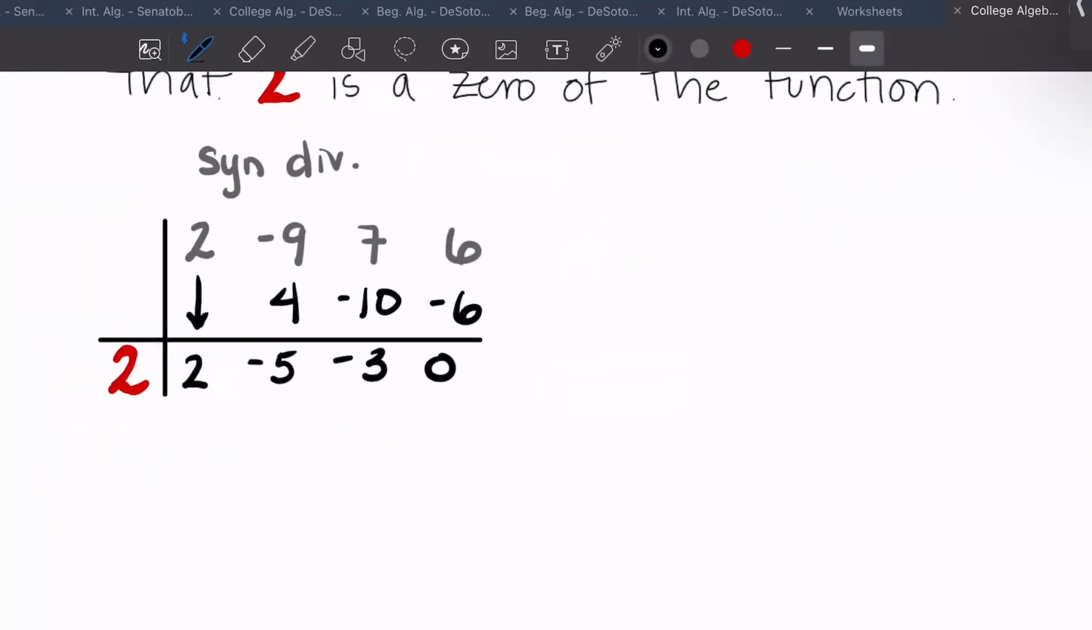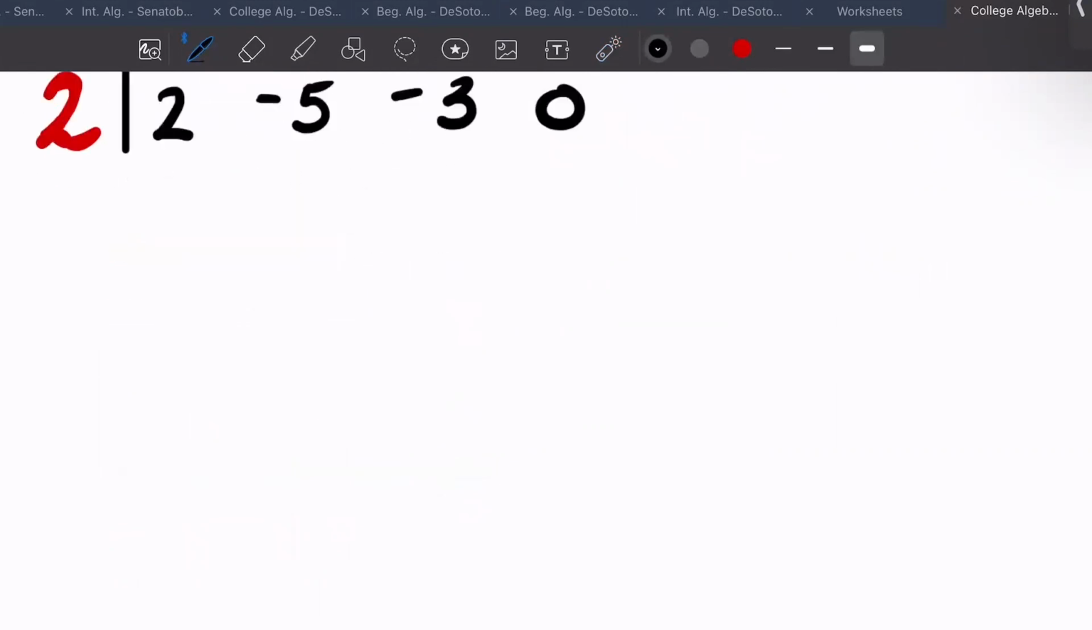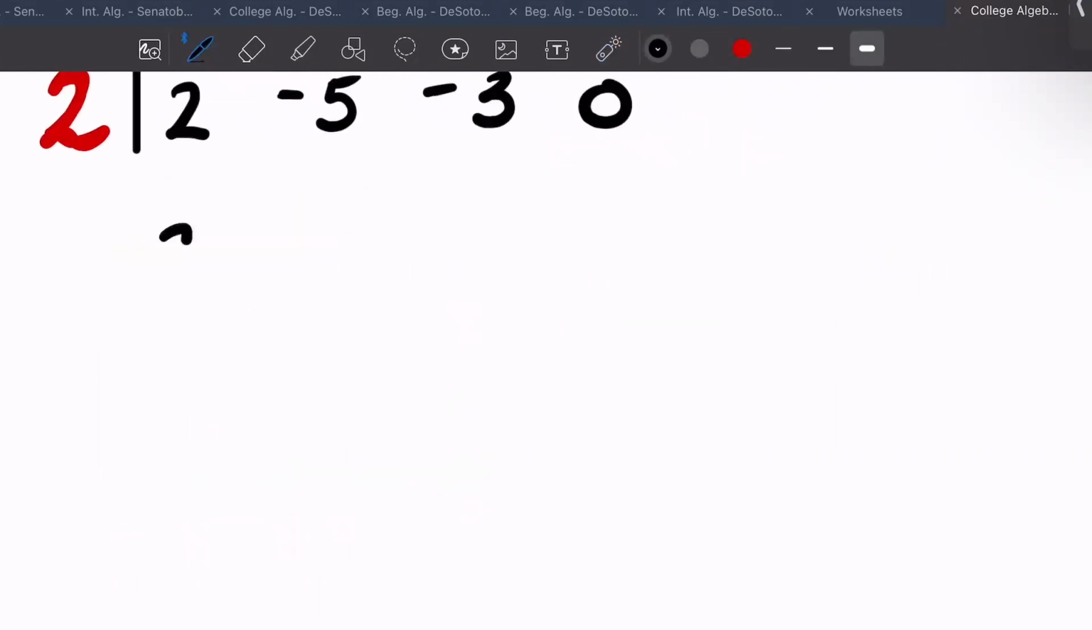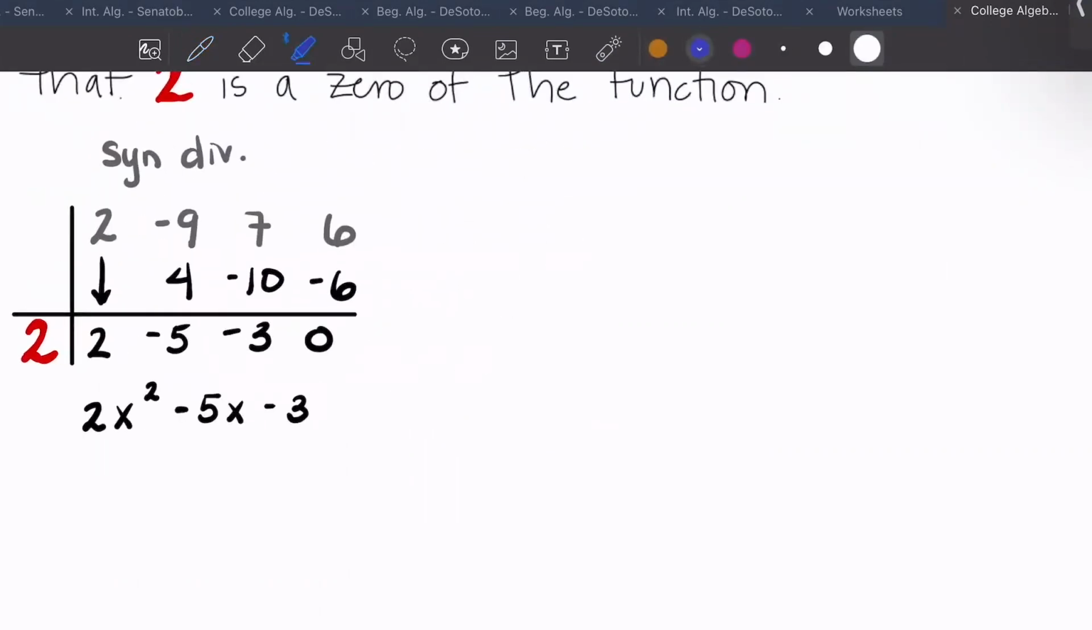All right, so let's make our new polynomial. We're going to start 1 power less than what we were given. We were given a 3, so we're going to start with 2. 2x squared minus 5x minus 3. Okay, so you used synthetic division. That was step number 1. Now you're going to factor. Now we're going to factor what? We're going to factor our new polynomial that we just got from synthetic division.